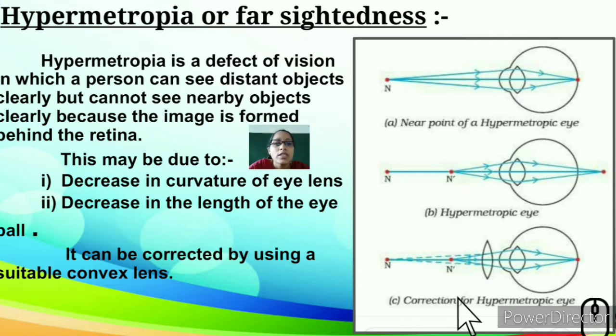In myopia, there was an increase in the curvature of the eye lens and an increase in the length of the eyeball. Here it is just the opposite: there is a decrease in the curvature of the eye lens and also a decrease in the length of the eyeball. So what is done here? There, a concave lens was used for correction. Here a convex lens is used. This narrows down the rays and helps them meet at the retina and correct the eyesight.